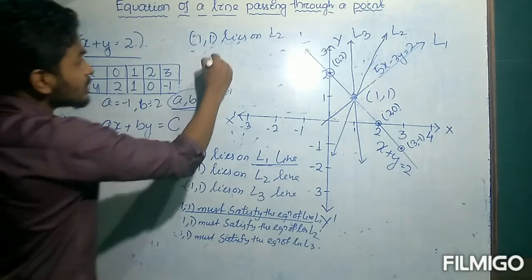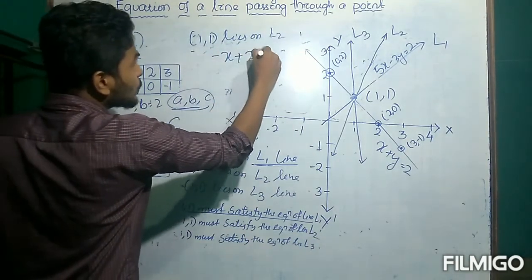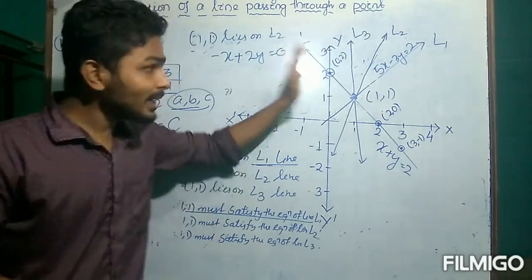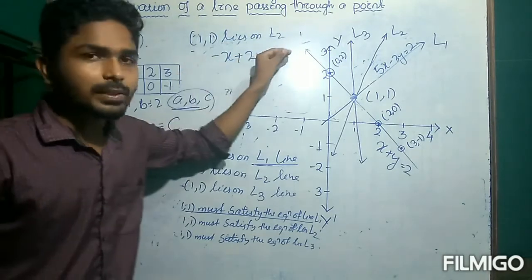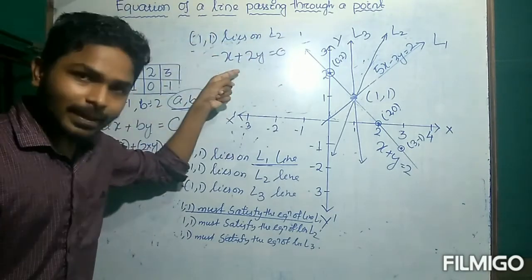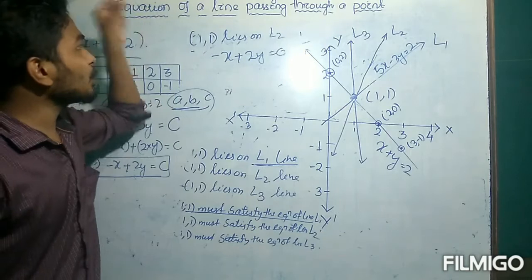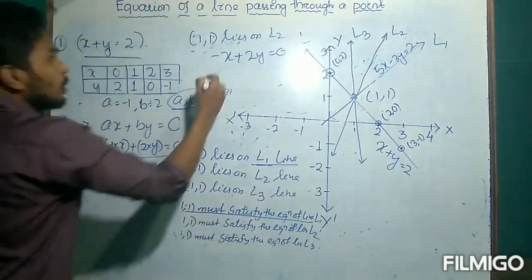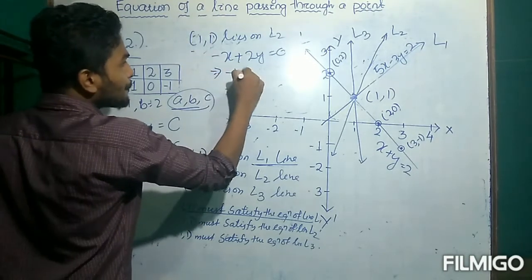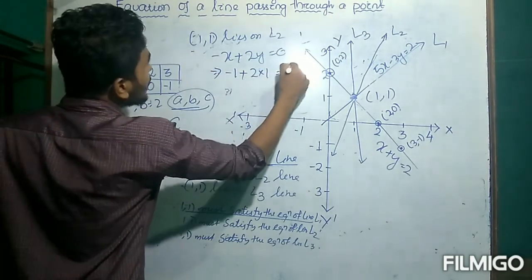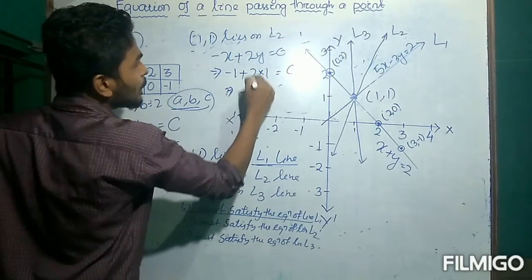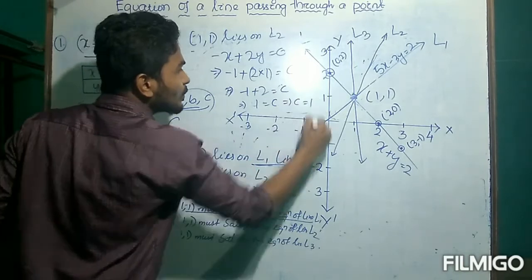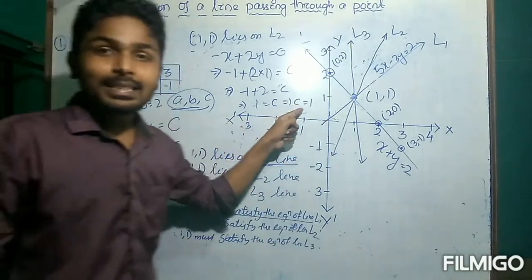What is the original equation? The original equation is minus x plus 2y is equal to c. Since (1, 1) is already given to be a solution of this equation, it must satisfy the equation. That means if you put x = 1, y = 1, then LHS is equal to RHS. So put x to be 1 and y to be 1 in the original equation. You get minus 1 plus 2 is equal to c, that is 1 is equal to c. So here we get c to be 1.